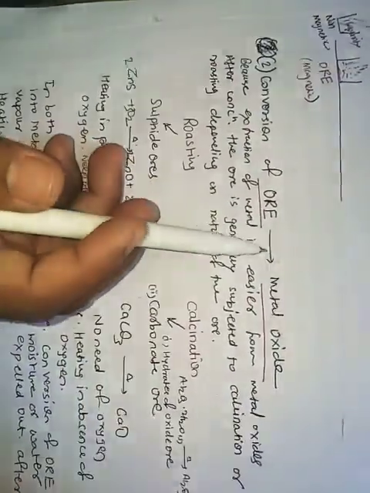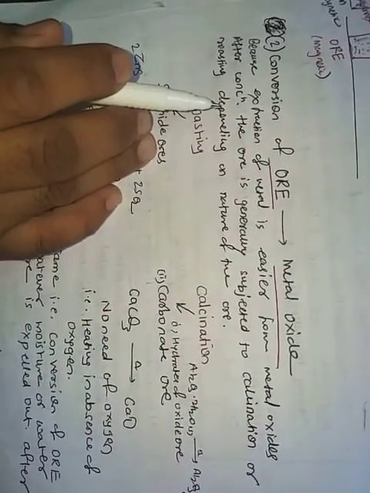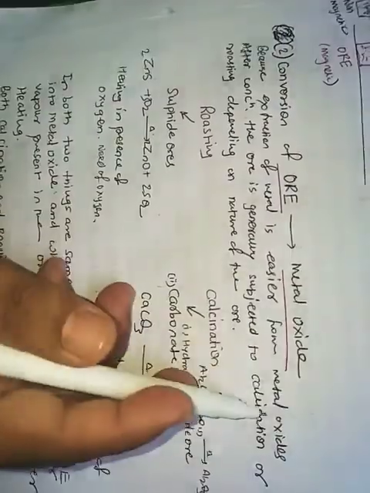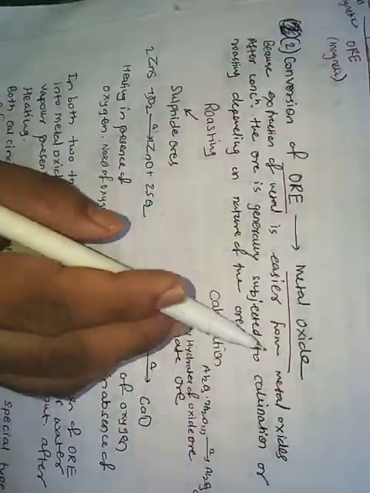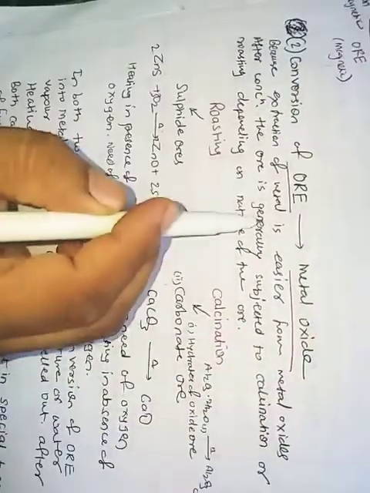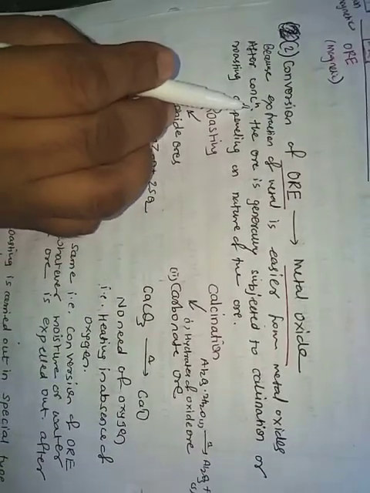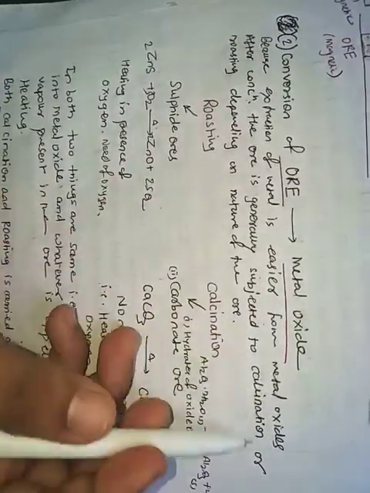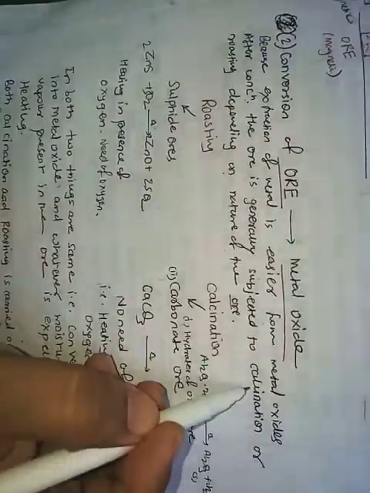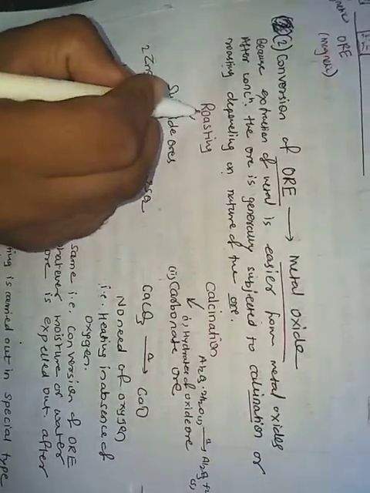Next, conversion of ore into metal oxides. Why are we converting the ore into metal oxide? Because extraction of metal is easier from metal oxide. After concentration, the ore is generally subjected to calcination or roasting, depending on the nature of the ore. These are new terms for you, calcination or roasting. We will see what calcination and roasting are.